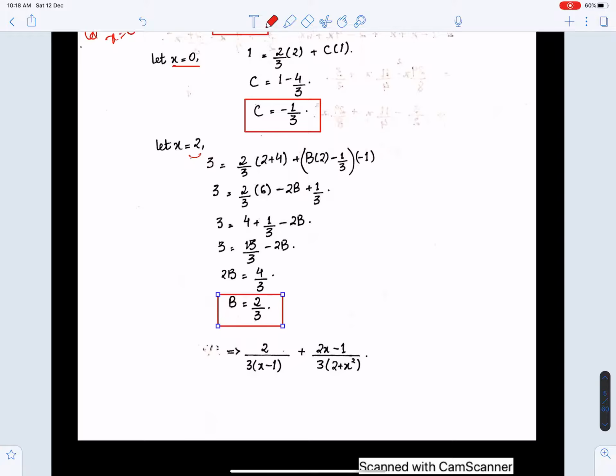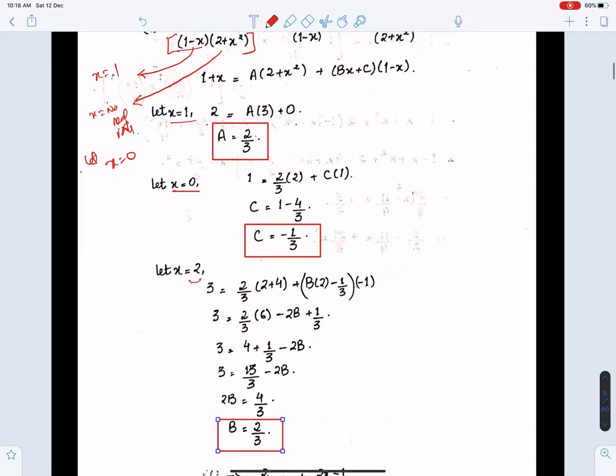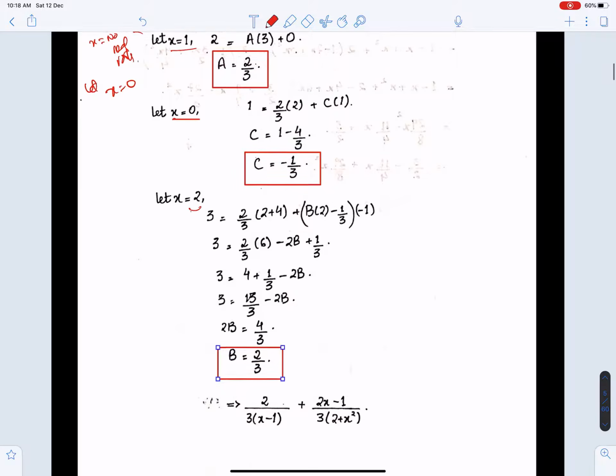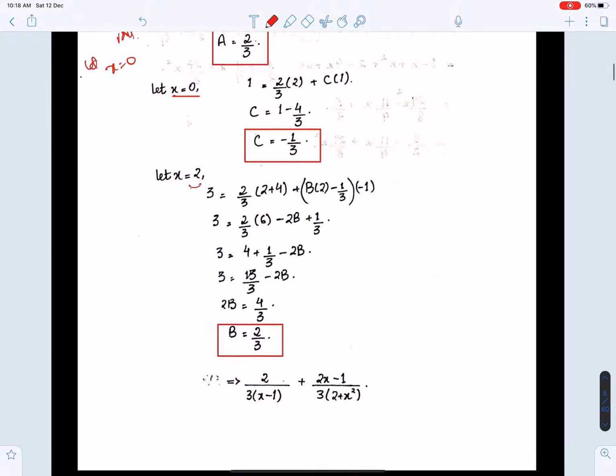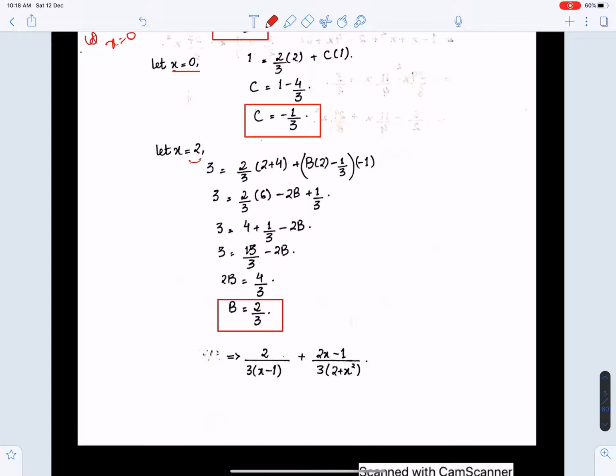It depends on your algebra. If you have enough practice, then you can easily handle these calculations in no time. And after getting the values of a, b and c, substitute all into this equation. Make sure you substitute the values into this equation. If you won't substitute the values into this equation, you will lose 1 mark. This is the answer of partial fraction, part 1.